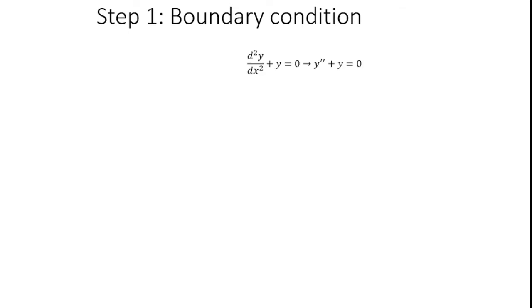So the problem may be d square y by dx square plus y is equal to 0, because in finite element analysis all the expressions are utilized with the partial differential equation. We can represent d square y by dx square as y double dash, which is also one kind of notation utilized in differential equation mathematics. So this equation can be written as y double dash plus y equal to 0.